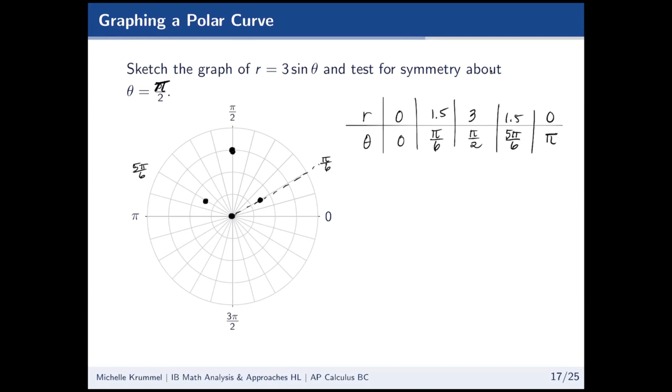Let's do something between pi over 6 and pi over 2. We could do pi over 4, but let's just go ahead and go for pi over 3. The sine of pi over 3 is root 3 over 2, so my r value is 3 root 3 over 2. We may need a little help from the calculator to figure out what that is. We can approximate it, but we don't want to be too far off here, or we're not going to get a good idea of what this graph looks like. Okay, so that's about 2.6.